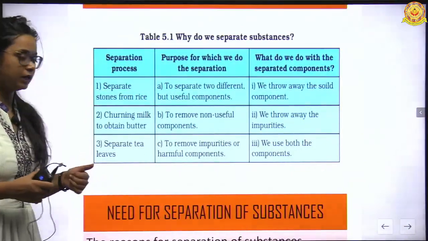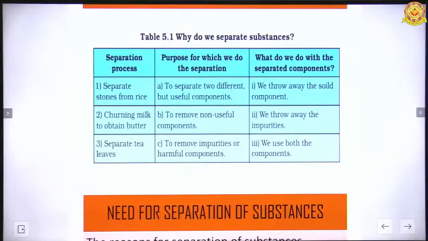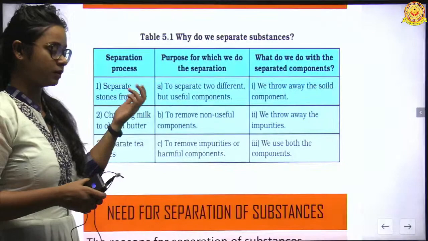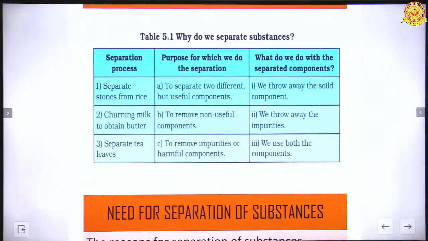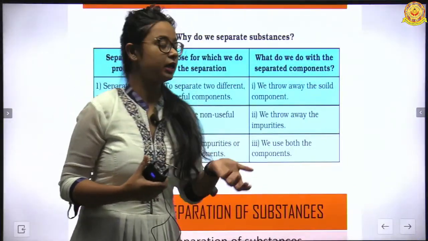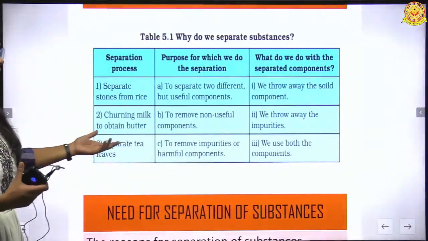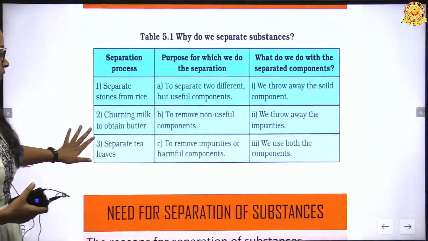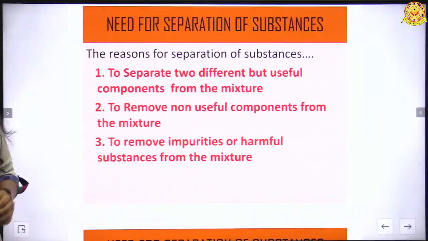Third is separating tea leaves. What is the use of separating tea leaves? It is to remove impurities or harmful components. We add tea leaves to get tea, and we use both the components. But after that we remove the impurities, that means we remove the tea leaves from that liquid.